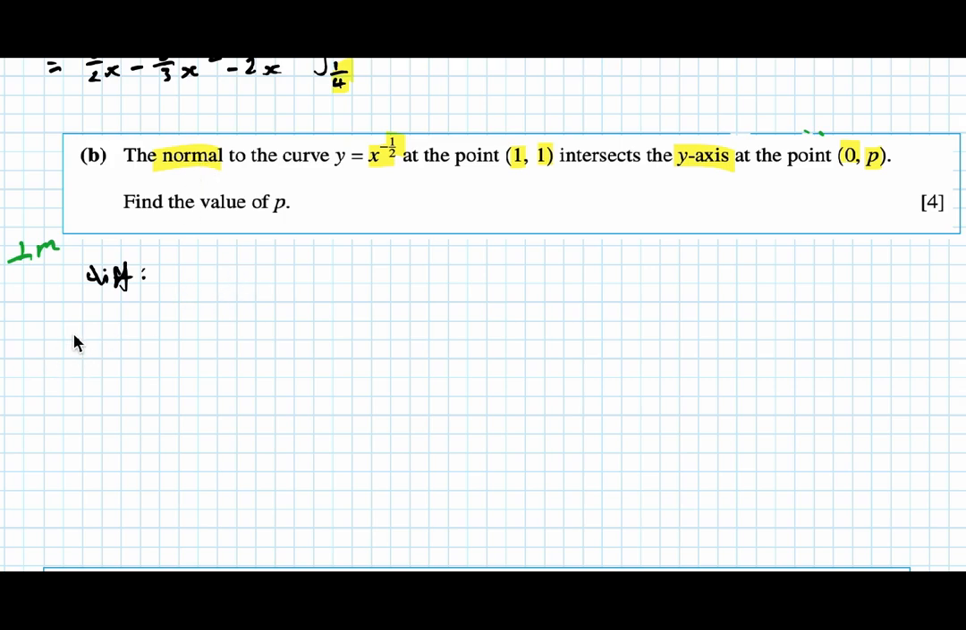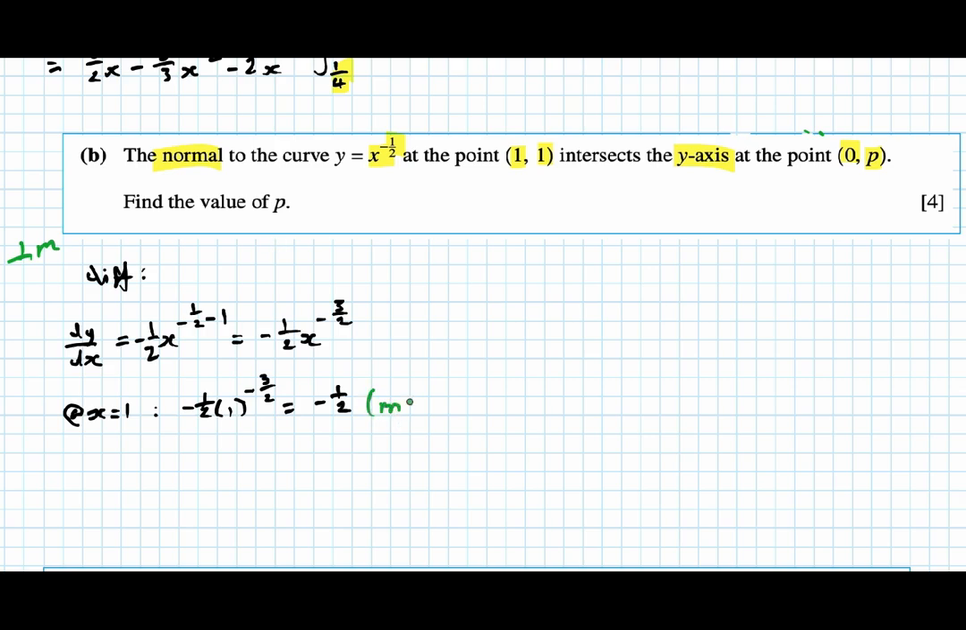So differentiating, you'll get x to the minus a half minus 1, so minus a half out front. So minus a half minus 1 gives minus 3/2. So minus a half x to the minus 3/2. And next, when x is equal to 1, because we're given a point, we get minus a half times 1 to the minus 3/2, which is of course minus a half. And that's the gradient. So the normal gradient, the perpendicular reciprocal, will be 2.